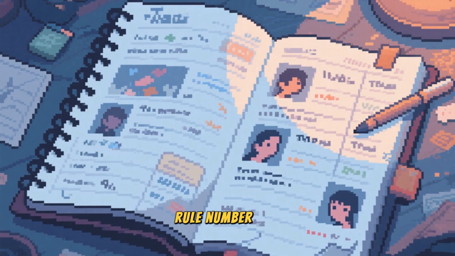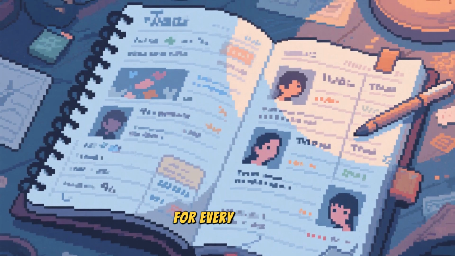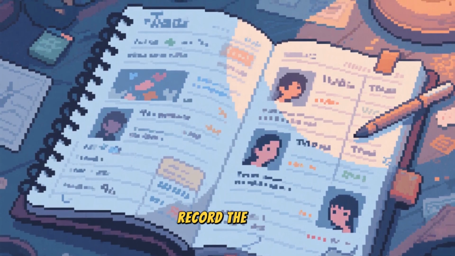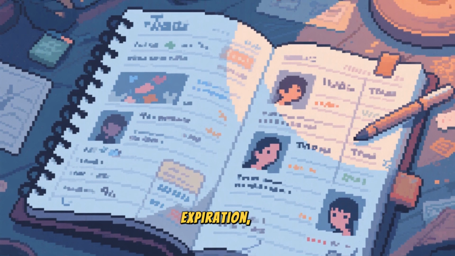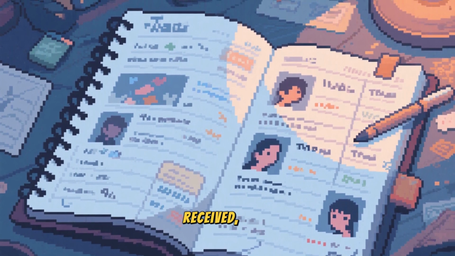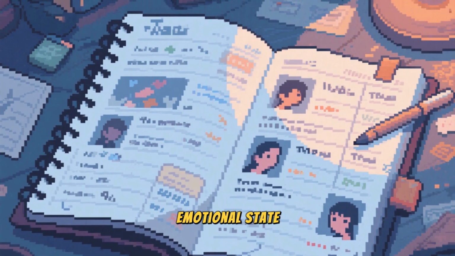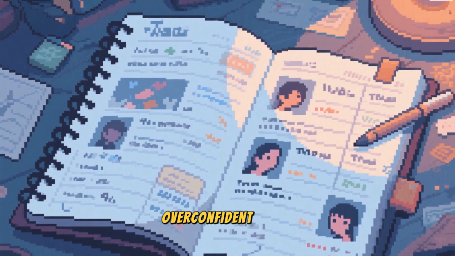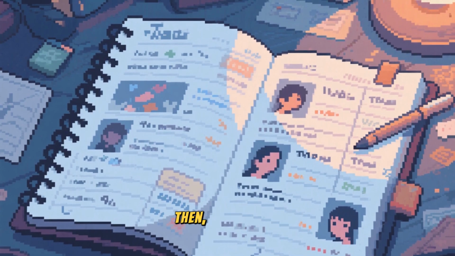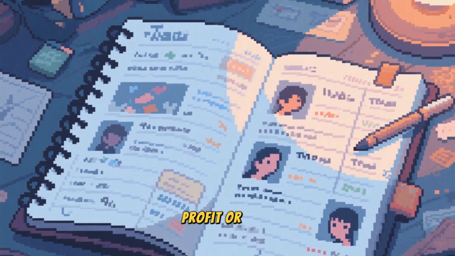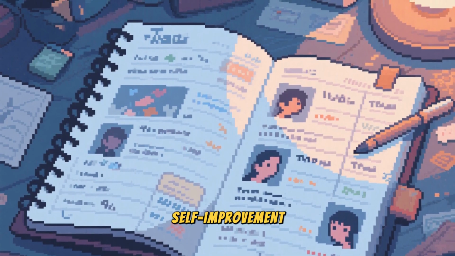Period. Rule number 2, track everything. Keep a detailed trading journal. For every virtual trade, you need to record the date, the strategy, the underlying stock, the strike prices, expiration, the premium you paid or received, your exact rationale for entering the trade, and most importantly, your emotional state. Were you nervous? Were you overconfident? Were you just bored and looking for action? Then, you record your exit and the profit or loss. This journal will become your most valuable tool for self-improvement.